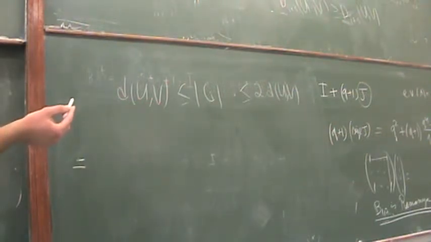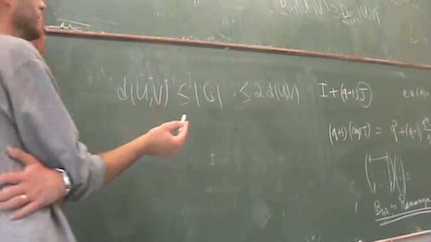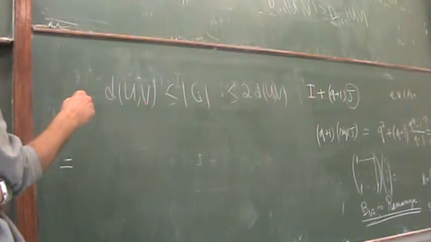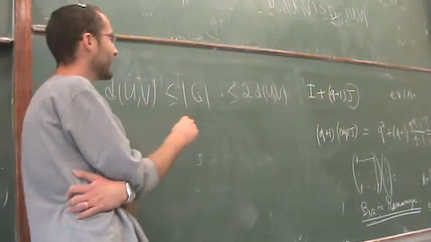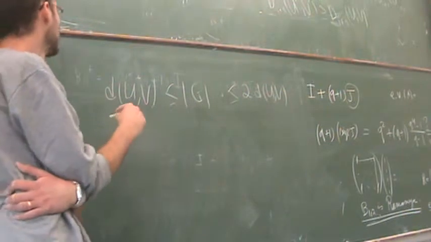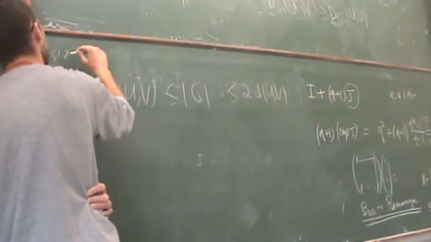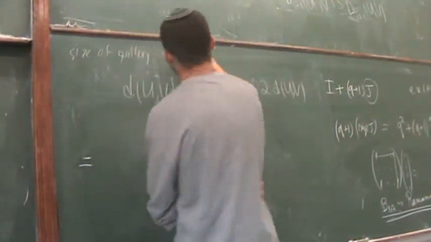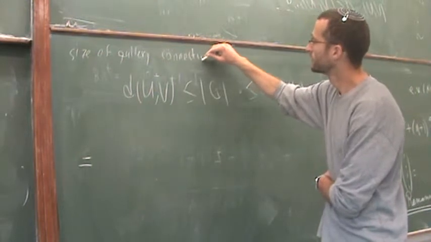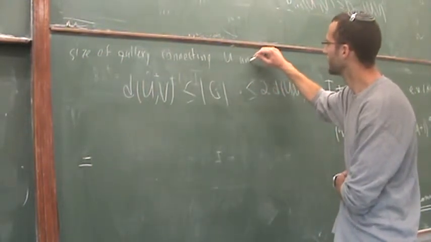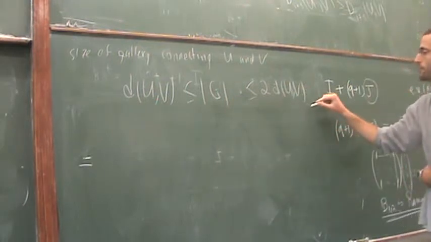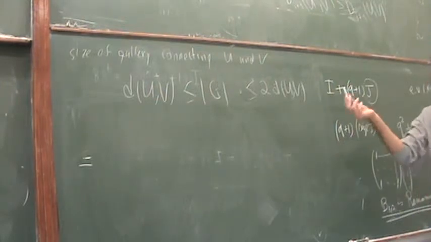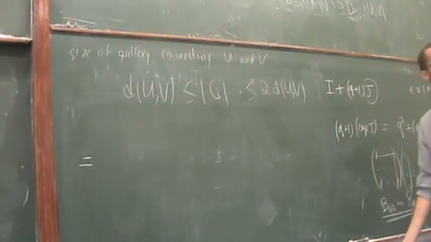What is DUV? At most what? G is the size of the gallery, meaning the number of chambers. At most twice would be what we call DUV, I think. This part sort of follows from this algorithm: you add two chambers and go down by one. And the other side is sort of... And what's the maximum of DUV?